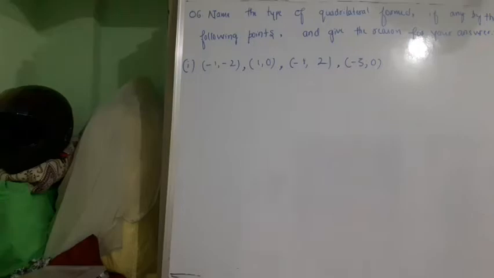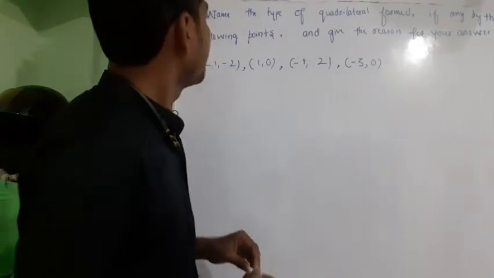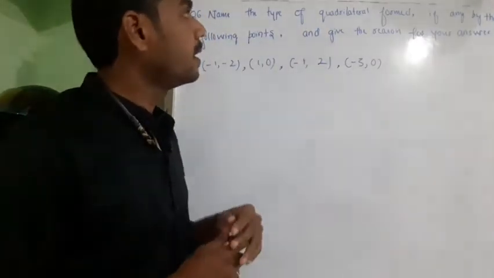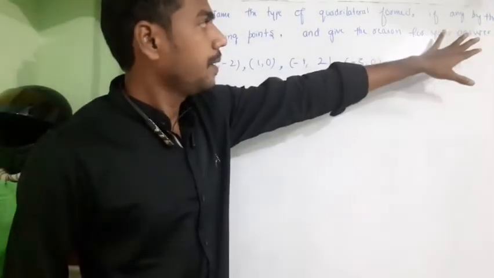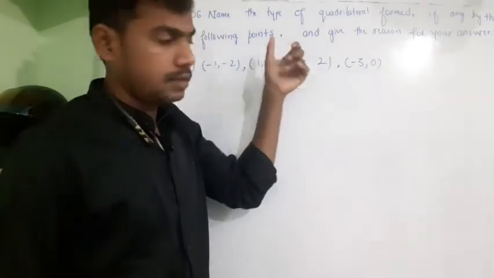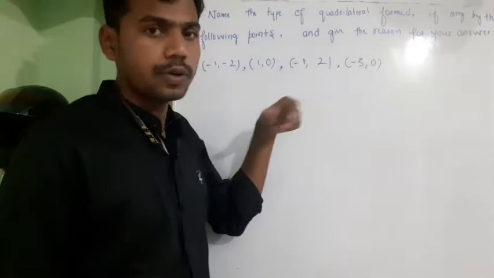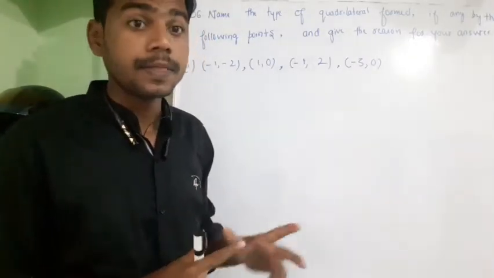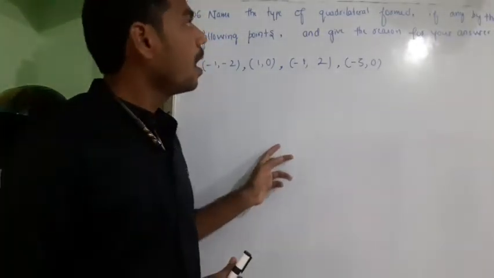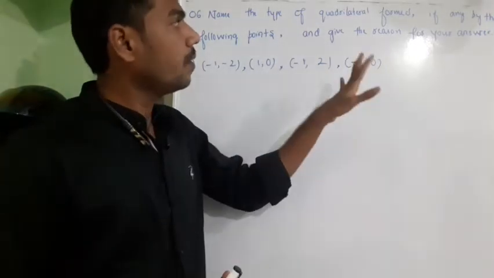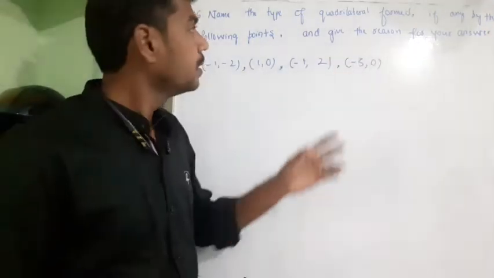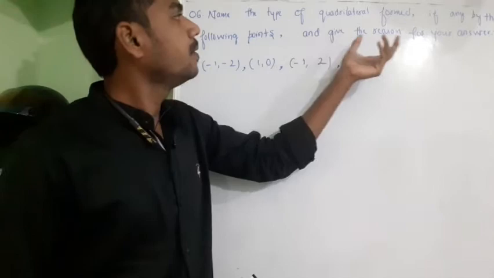Dear students, we'll continue with exercise 7.1. In that sixth question, name the type of quadrilateral formed, if any, by the following points. See, the points are given. We need to look into whether it is going to form a quadrilateral or not. If it forms a quadrilateral, we need to tell which type of quadrilateral it is, and give the reason for your answer.